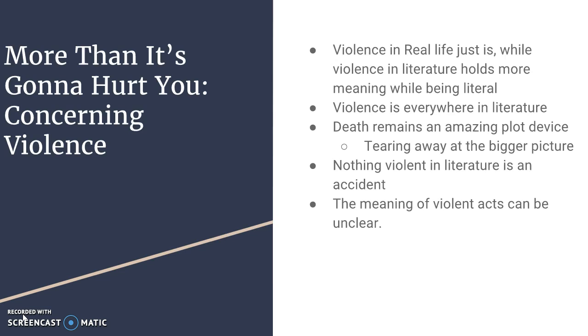So Foster then goes on to explain that violence in literature holds more meaning, unlike violence in real life. It just is, while violence in literature, while still being literal, could be symbolic and romantic or allegorical. Rather than in real life, it's just shoved off as aggression and doesn't contain any meaning beyond itself. Violence is everywhere in literature, and it's also shown in Robert Frost's poem Out, Out.